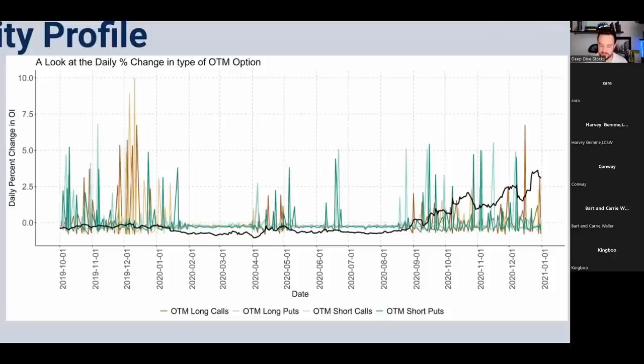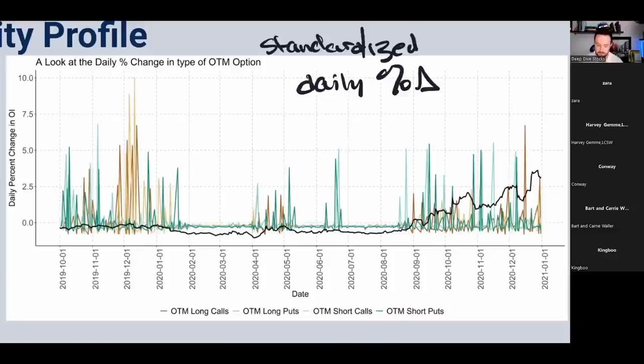So what this is, is a standardized daily percent change. What we did was from 2019 to 2021, and we'll note that this time frame is consistent on all the graphs for easy comparability. Every day I directionalized all the options and then looked at the daily percent change. Then I standardized those daily percent changes so that they can be compared with one another. And what's cool is when you standardize in this way, these little signal spikes start to pop up.